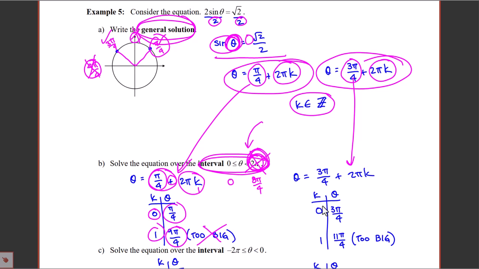The same thing is true here. You plug in 0 here, and we get 3 pi over 4. You plug in 1, well, that's 2 pi already, plus anything is too big. Doing the math, it's 11 pi over 4, but I hope you can see it's not going to work.